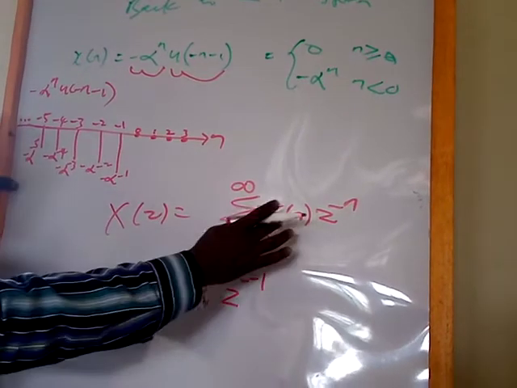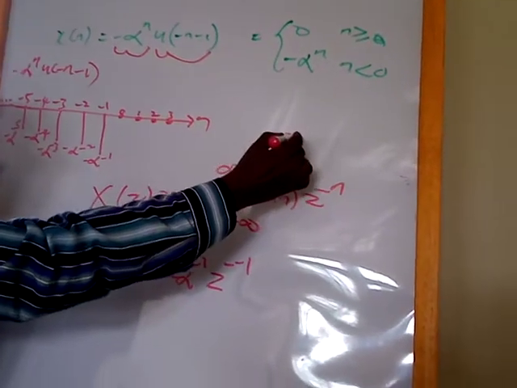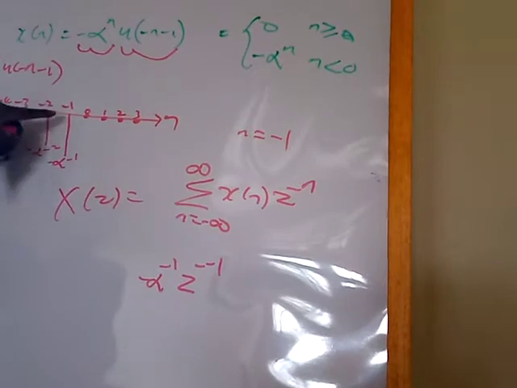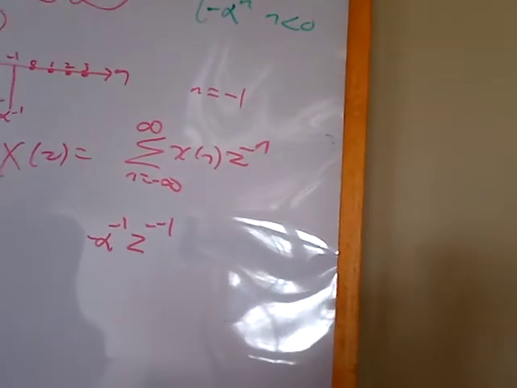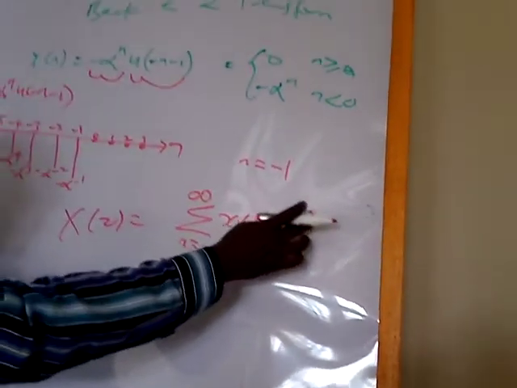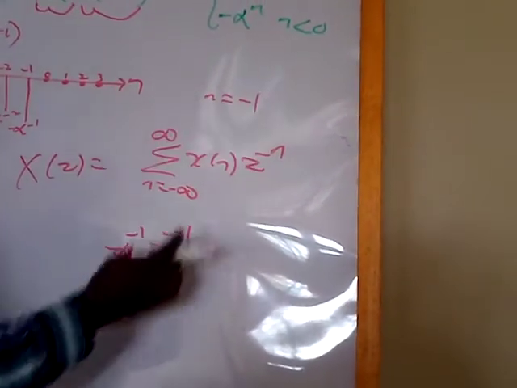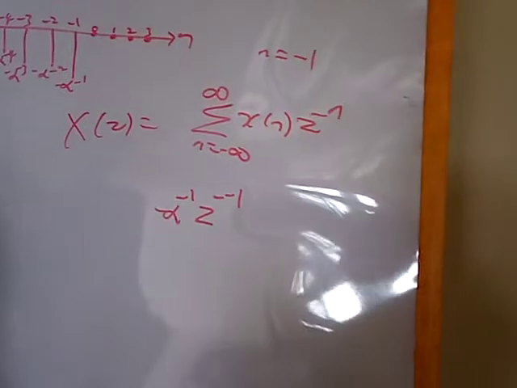Again, I'm talking of n equals minus 1 now. If n is minus 1, the value of it is minus alpha raised to power minus 1. And the z is going to be raised to power minus n, whereas n is minus 1. That's why I'm having minus minus.